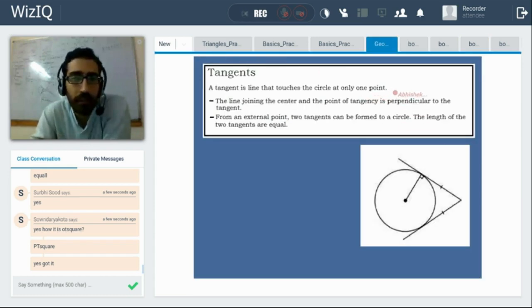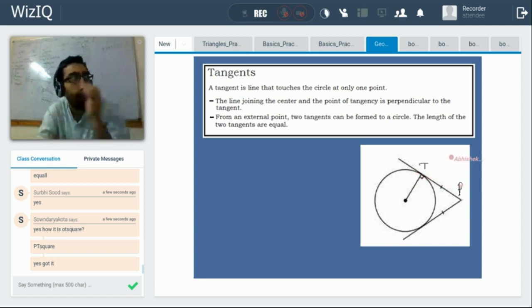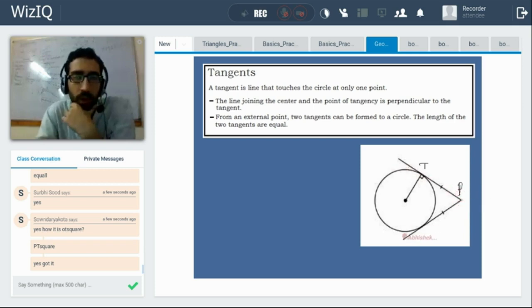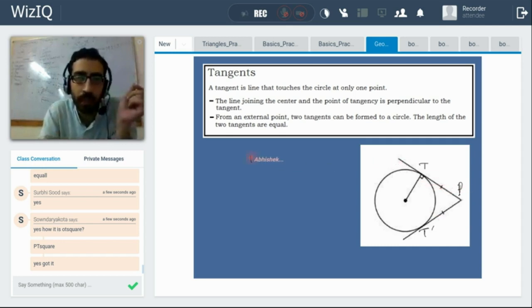Okay, a tangent is a line that touches the circle at one point, of course. So let me take this external point to be P. Very standard convention, you always take that point to be P. Let this point be T. So firstly, from any external point, you can always draw two tangents to a circle. You can draw PT and PT dash from an external point to a circle. They'll be equal in length, which means PT is equal to PT dash.